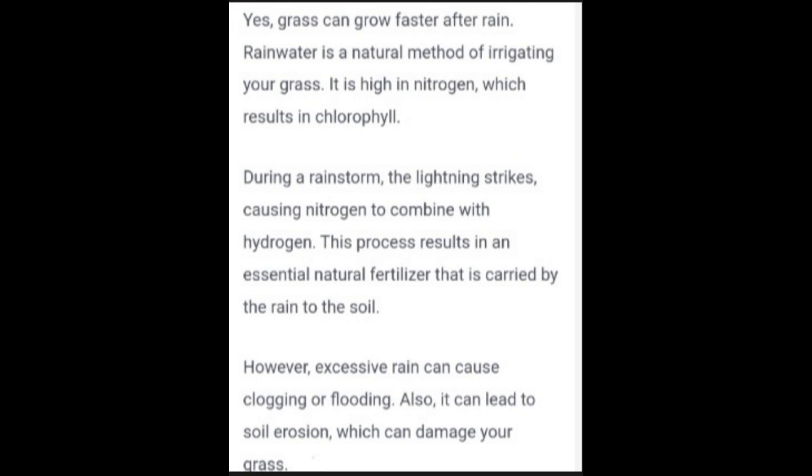It is high in nitrogen, which results in chlorophyll. During a rainstorm, the lightning strikes, causing nitrogen to combine with hydrogen. This process results in an essential natural fertilizer that is carried by the rain to the soil. However, excessive rain can cause clogging or flooding. Also, it can lead to soil erosion, which can damage your grass.